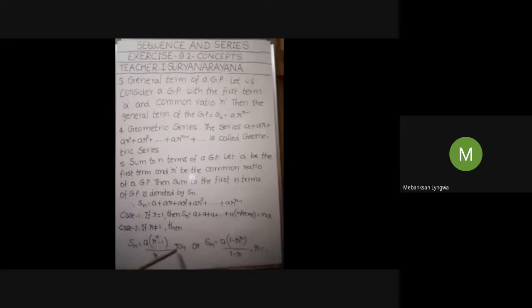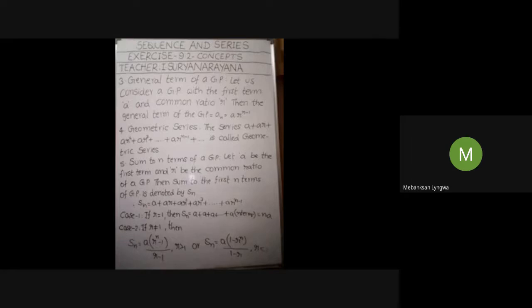If r is greater than 1, then the sum of the first n terms of the geometric progression is Sn equal to a into r power n minus 1 by r minus 1. Remember this formula, my children, if r is greater than 1. If the common ratio is less than 1, then we use this formula to find the sum of the first n terms of a geometric progression: Sn is equal to a into 1 minus r power n by 1 minus r. Okay, my children, remember all these points as formulae.